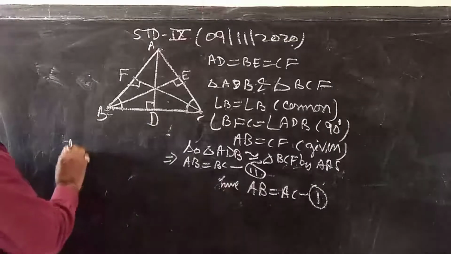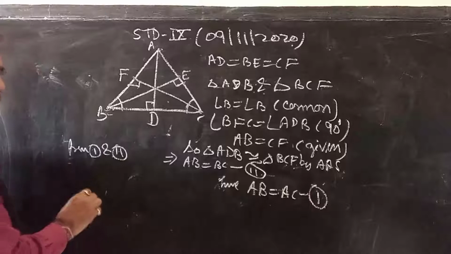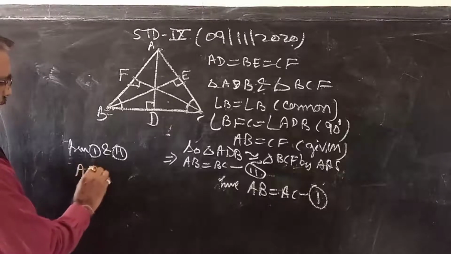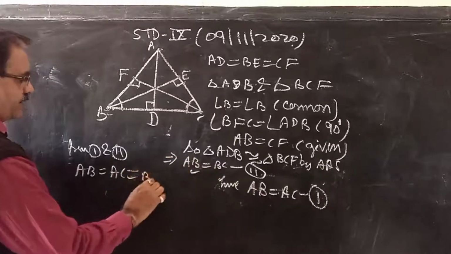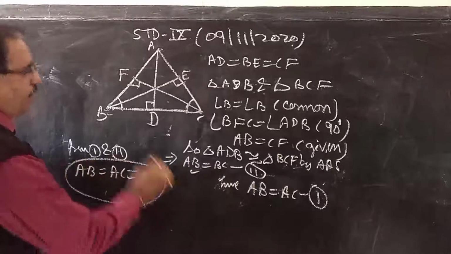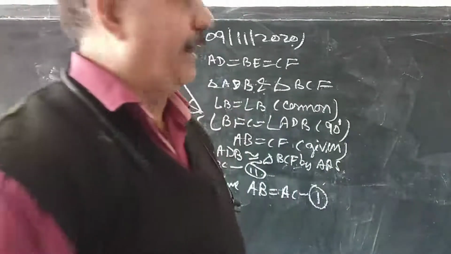So from first and second, what do we conclude? We conclude that AB is equal to AC and it is also equal to BC. So all three sides are equal. Hence it is an equilateral triangle.